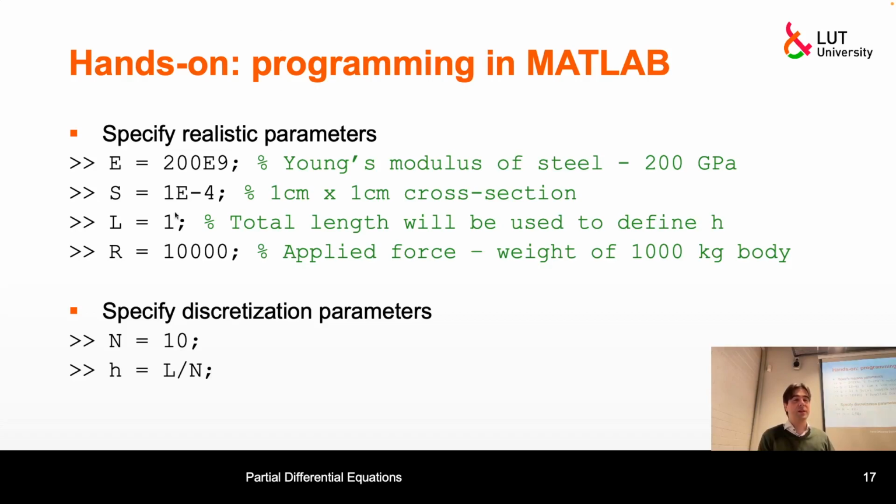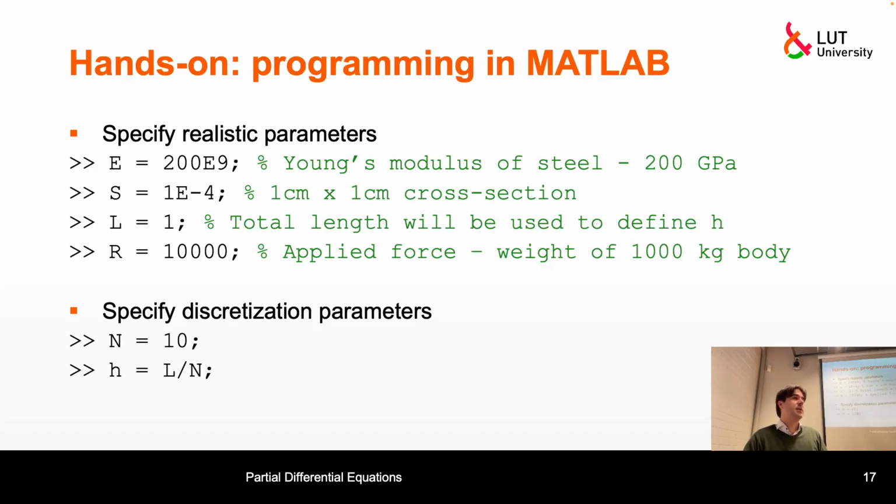But if you apply realistic parameters, let's say we use some dimensions, a bar of dimensions that we can imagine, like a 1 by 1 centimeter cross section, quite a thick bar, and of 1 meter length, and let's say it's made of steel. So I put 200 times 10 to the 9th as a Young modulus, a typical value for steel. 200 GPa.